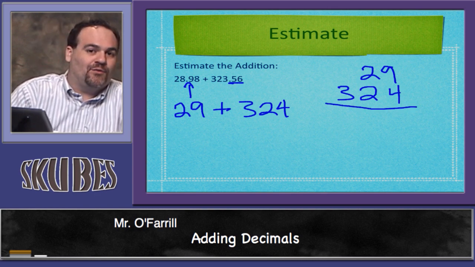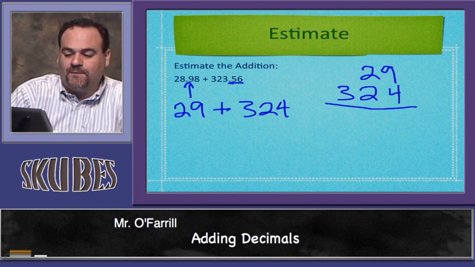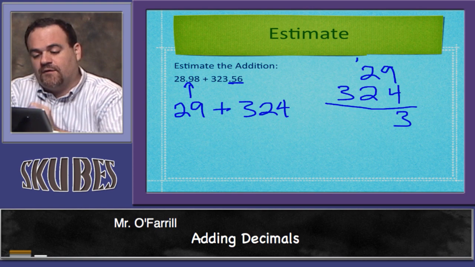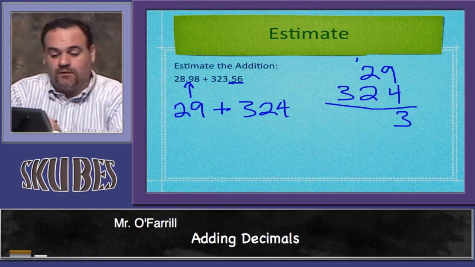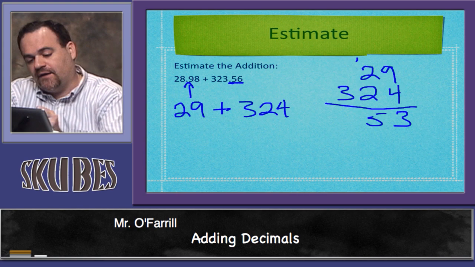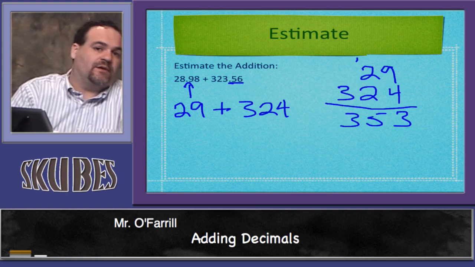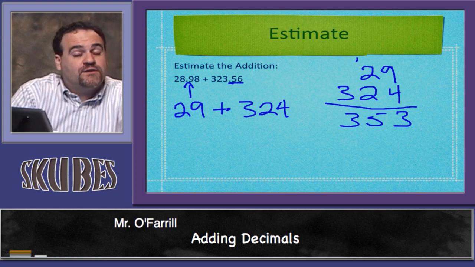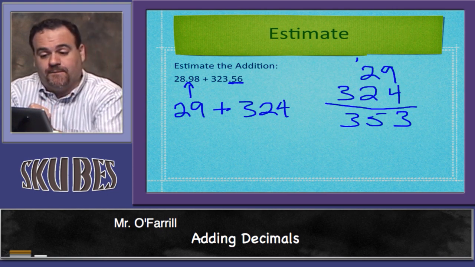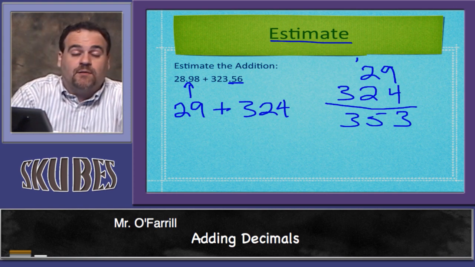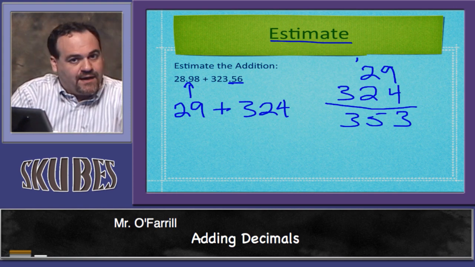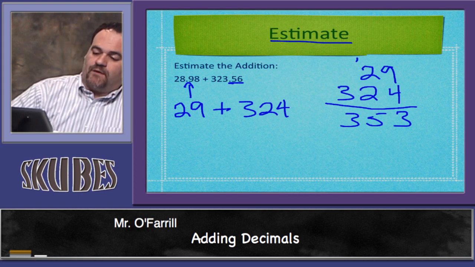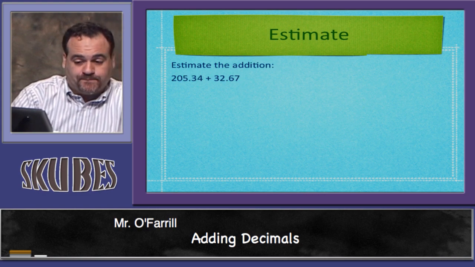I know this is how you were doing addition years and years ago, but 9 plus 4 is 13. We'll carry that 1. 2 plus 2 is 4, plus that other one is 5, and bring down that 3. There's nothing to add it to, and we get the number 353, which is a reasonable estimation of the sum of those two decimal numbers. It's not exact, but it's a good estimate of the answer. We'll do one more.